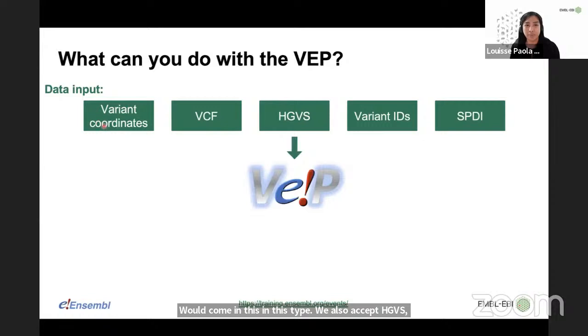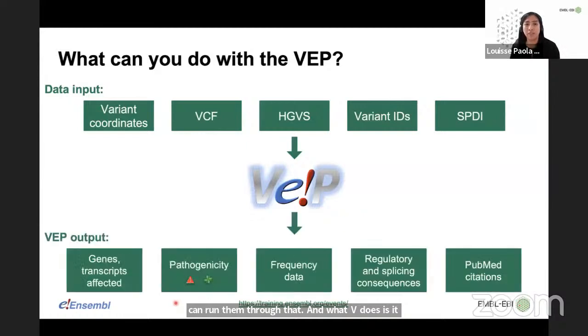Once your data is in one of those formats, you can run them through VEP. What VEP does is search Ensembl and any other external databases to give you information about the effect of the variant. It gives you any pathogenicity scores if it's a missense variant, any frequency data, so how often the variant is found in certain populations, and which genes, transcripts, or regulatory elements are affected. And if available, we also give you links to any publications for the variant.